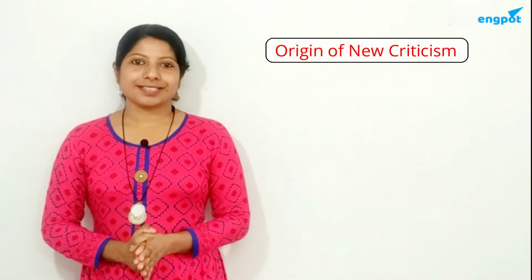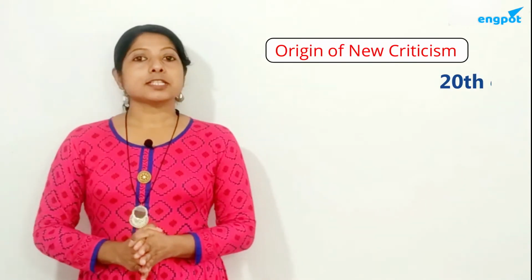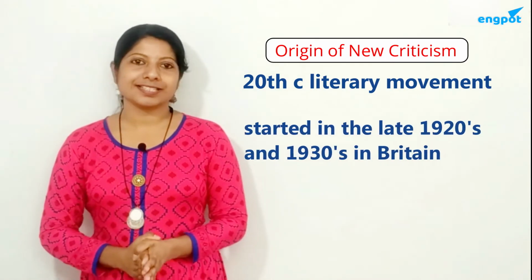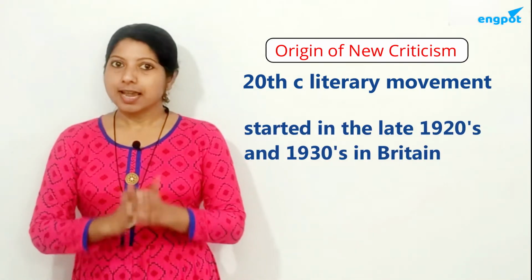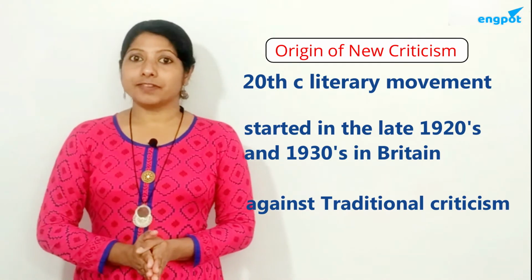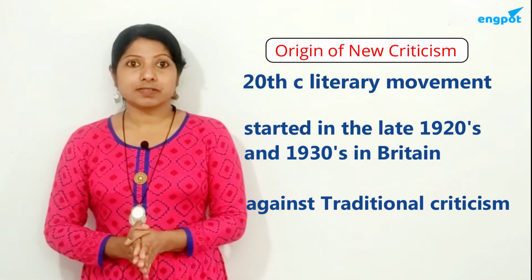Now over to the origin of new criticism. New criticism is a 20th century literary movement that originated in the 1920s and 1930s in Britain against the traditional or conventional criticism. Now, what is traditional criticism? Of course, they focused on the external elements. We have already discussed what external elements are.